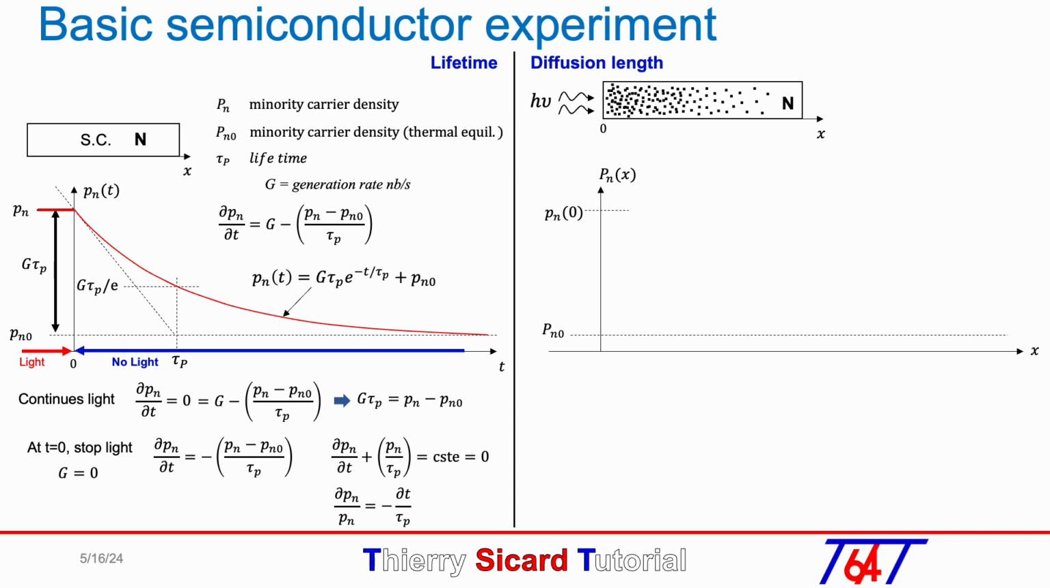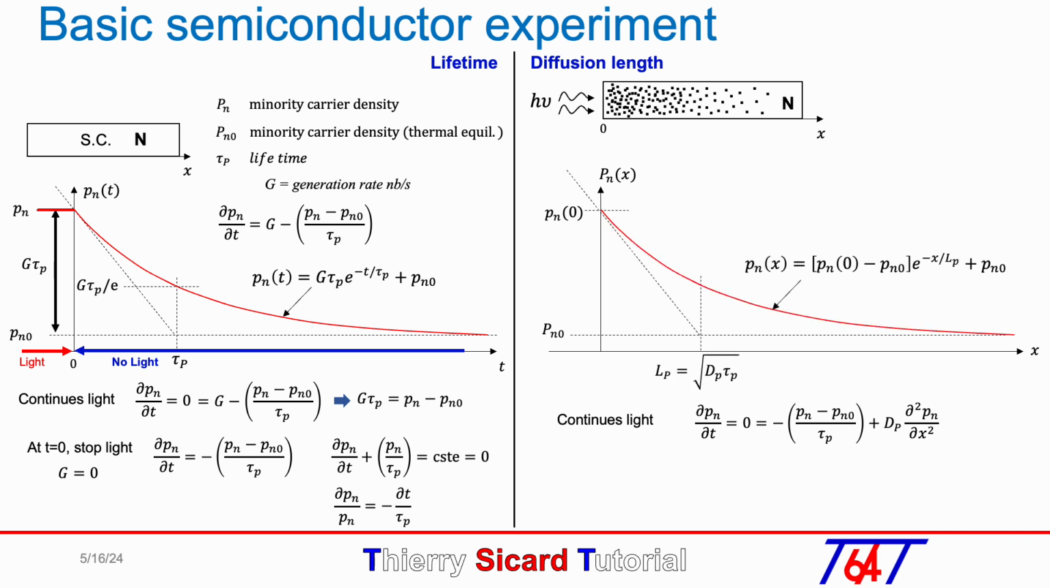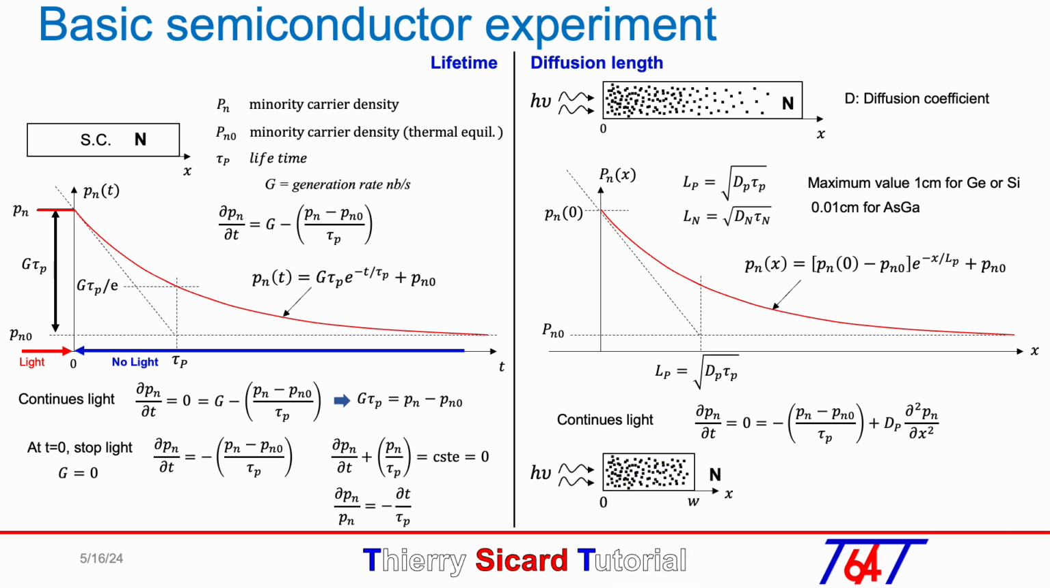Thus the hole minority carriers continuously created by the light diffuse in the silicon to the right with a diffusion coefficient capital D, but decrease exponentially to come back to the minority hole concentration Pn0. The Lp is the hole diffusion length, which is on the order of 1 cm for silicon and germanium, but 0.01 cm for GaAs. The formula changes if the semiconductor length is lower than the diffusion length.